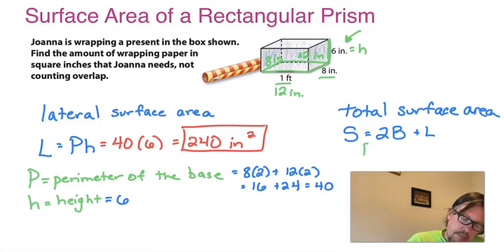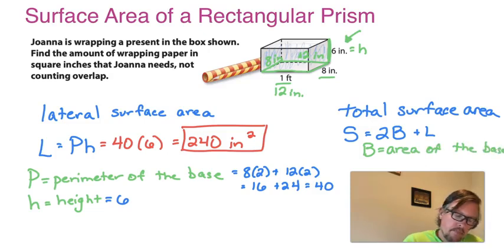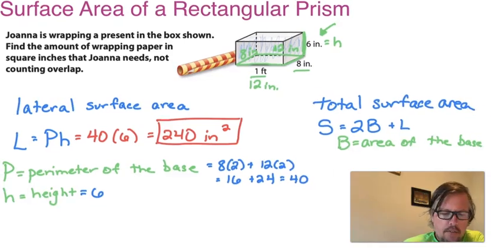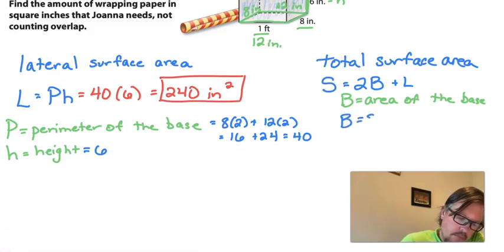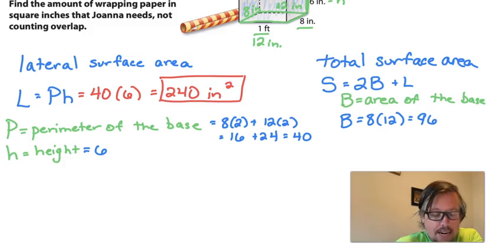And in this case, big B is going to be area of the base. Well, the area of the base is going to use the same measurements that I used to find the perimeter of the base. Area is length times width for a rectangle. My 2 measurements were 8 and 12, so I'm going to do 8 times 12. And 8 times 12 is 96. So 96 is the area of the base.